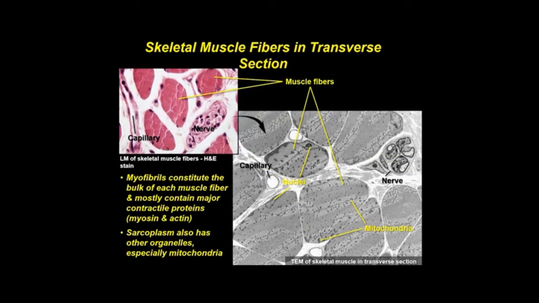Skeletal muscle fibers are polygonal in cross-section and are close to capillaries and nerve fascicles. With H&E, the sarcoplasm of each fiber is eosinophilic and looks punctate due to tightly packed myofibrils. EM clarifies further details. Myofibrils constitute the bulk of each fiber and mostly contain the major contractile proteins, myosin and actin, which make up the myofilaments. The intervening sarcoplasm contains many other organelles, especially mitochondria.